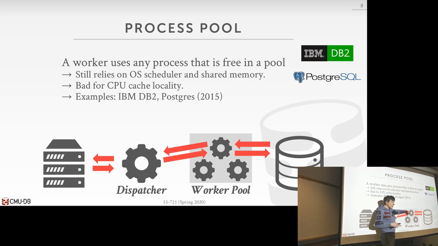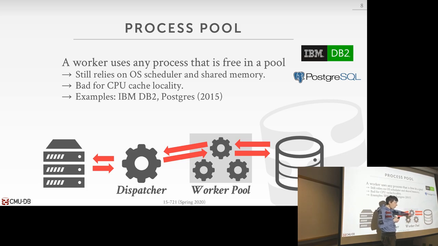This one worker could identify that there's other workers available to it in the same pool that are idle and start handing off work to that, right? The bad thing about this approach is that it's going to ruin our locality unless we have extra logic in the dispatcher to be mindful of what worker executed our query the last time, right?